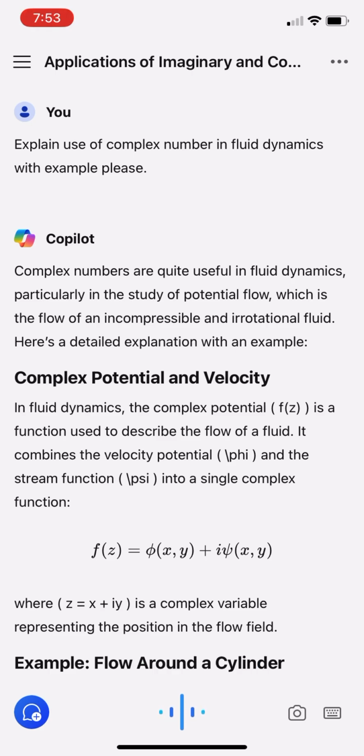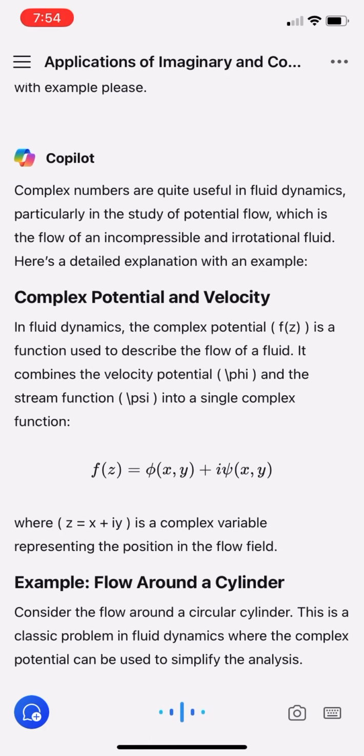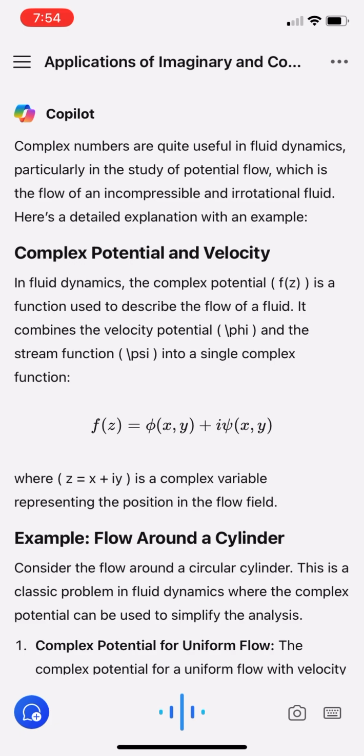Complex potential and velocity. In fluid dynamics, the complex potential F(z) is a function used to describe the flow of a fluid. It combines the velocity potential \phi and the stream function \psi into a single complex function, where z equals x plus iy is a complex variable representing the position in the flow field.